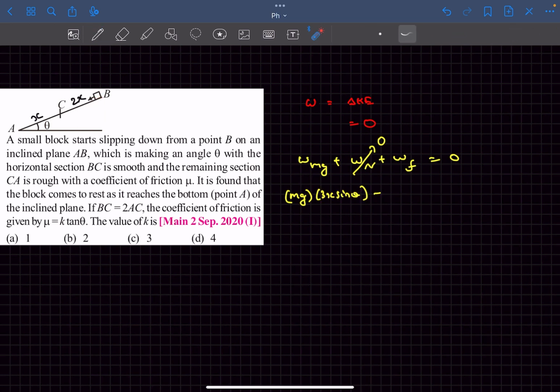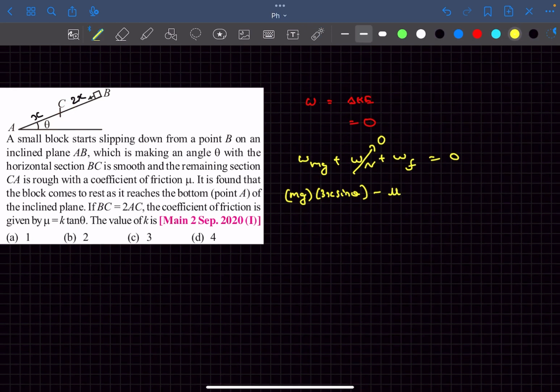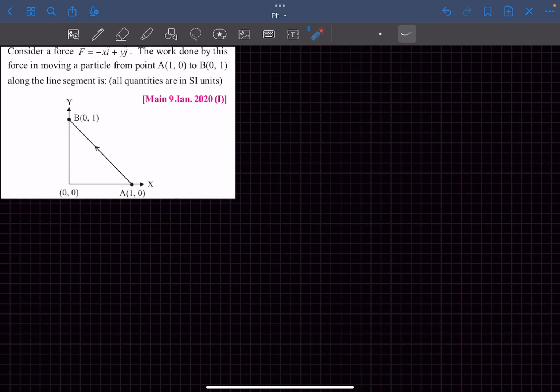The work done by friction will be the magnitude of friction, which is constant, mu times the normal reaction, and the normal reaction on the block is mg cos theta, and the displacement of the block is only this much, right, which is x. As friction acts only along AC, it will be x, and this should all add up to 0. From here, mu comes out to be 3 tan theta. So the answer would be 3. So this is problem number 3.